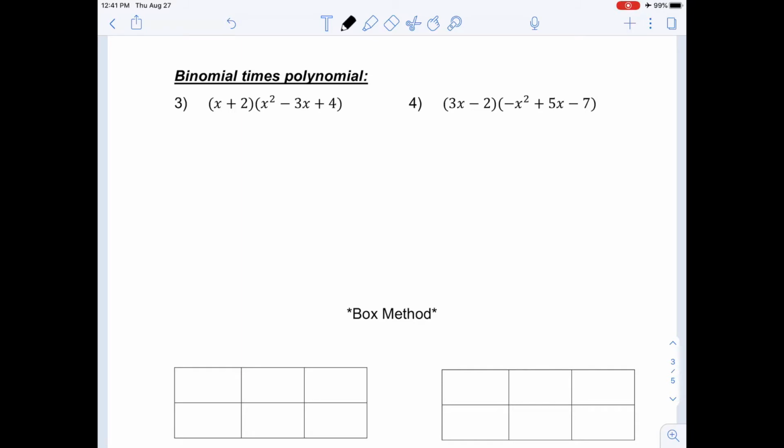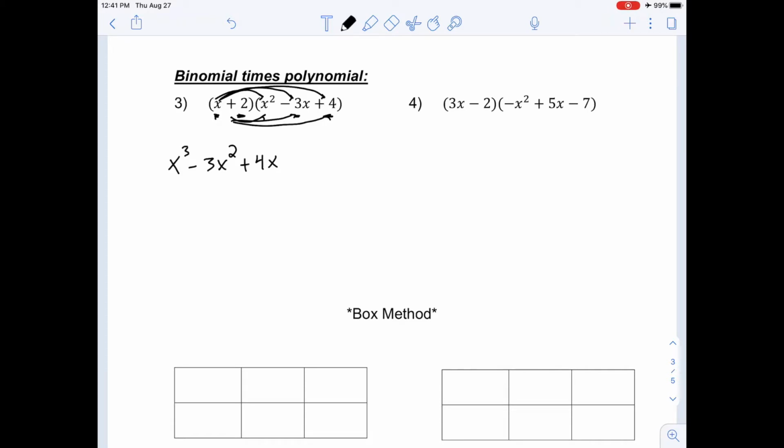So what we need to do is multiply this x times all 3 of the terms in this trinomial, and then we need to multiply the 2 times all 3 terms in this trinomial. So let's go ahead and start with the x times the x squared. So that's going to give us x to the third. And then we're going to multiply the x times the minus 3x, which is minus 3x squared. And then we're going to multiply the x times the 4, which is plus 4x.